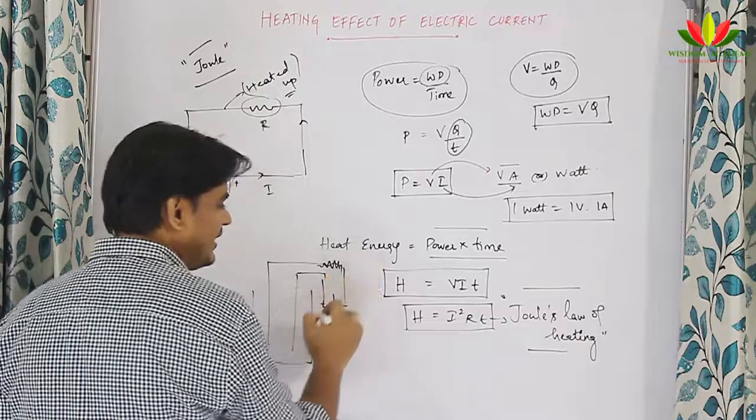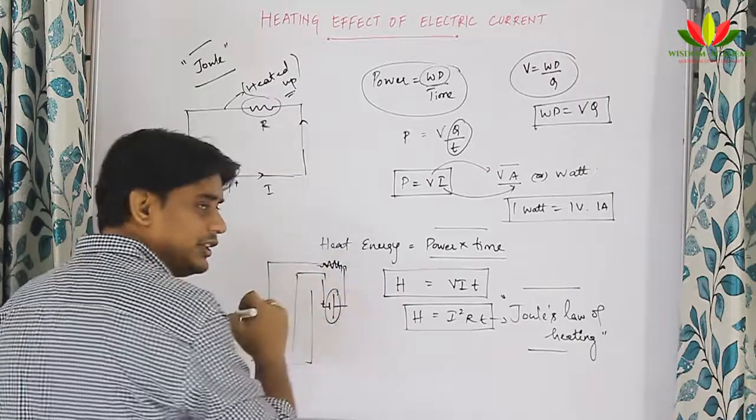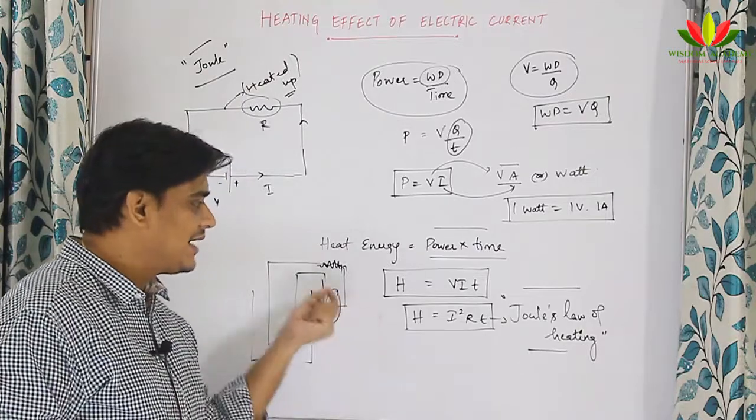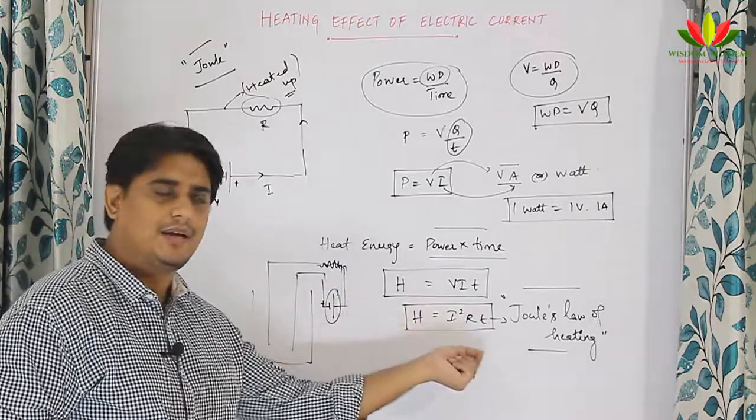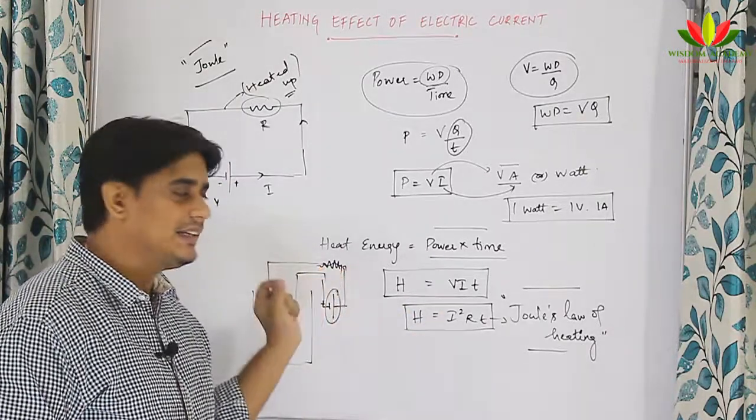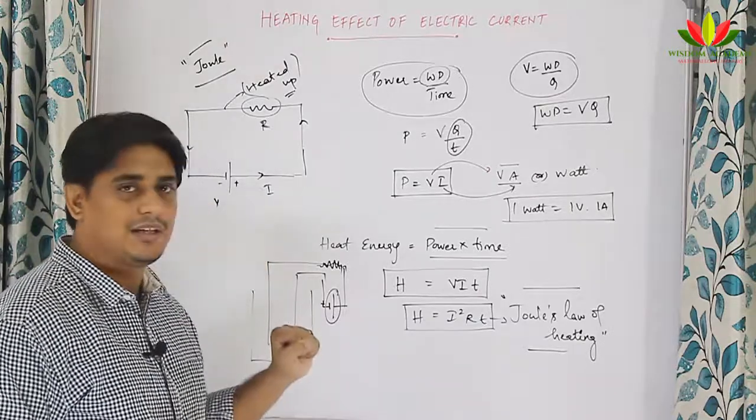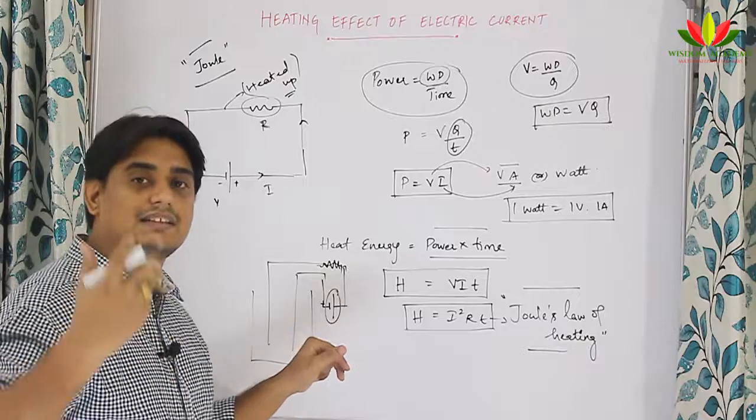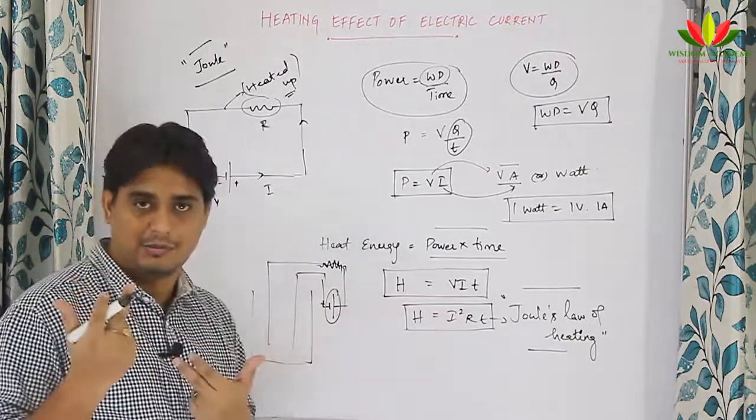How can he increase the current? By increasing the voltage. So he used one cell, 2 cells, 3 cells, 4 cells, and passed the current for the same amount of time with the same resistance. He found that as the current increased, the heat increased as the square of the current.